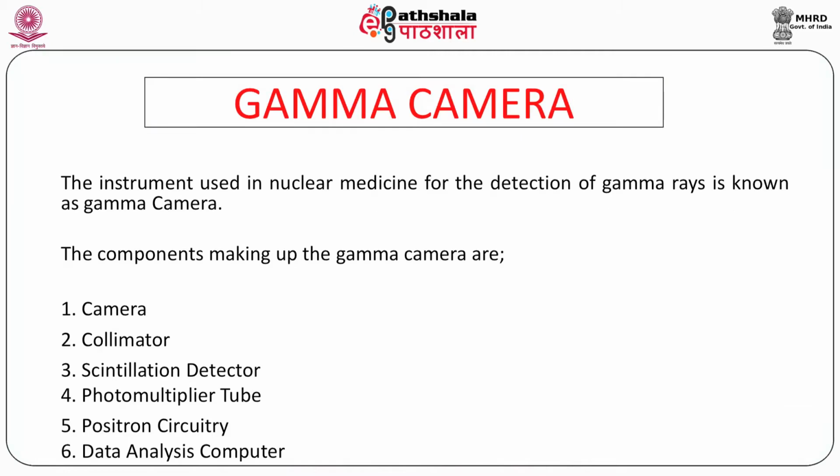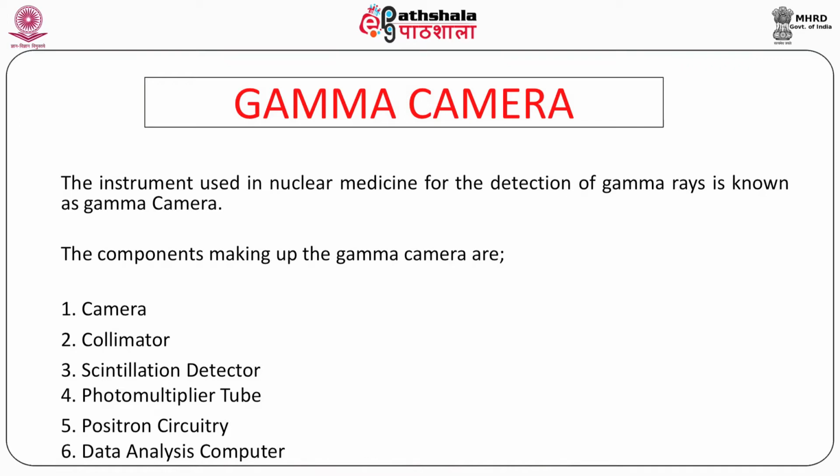It started with the rectilinear scanner, then came the gamma camera. We are talking about the rectilinear scanner, we are talking about the gamma camera. The gamma camera is an instrument which utilizes many components like camera, collimator, scintillation detectors, photomultiplier tube, positioning circuitry, data analysis computer. What happens? A patient who has been administered a radiopharmaceutical is emitting some kind of radiation. What does it do? It comes to the collimator. What is the function of the collimator?